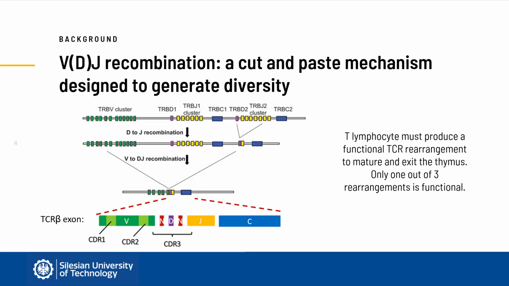VDJ recombination is a process that ensures this huge variability of T-cell receptors. It consists of the selection and assembly of one of many germline variable, diversity, and joining gene segments into a single exon. This created exon is coding for the variable domain of the receptors and consists of complementarity determining regions, which specifically bind with antigens.